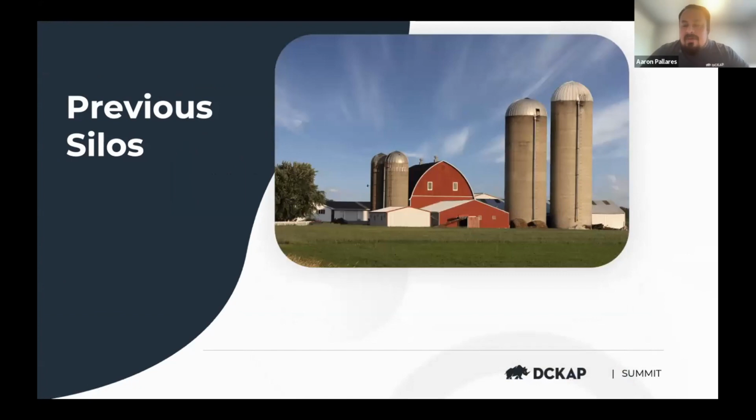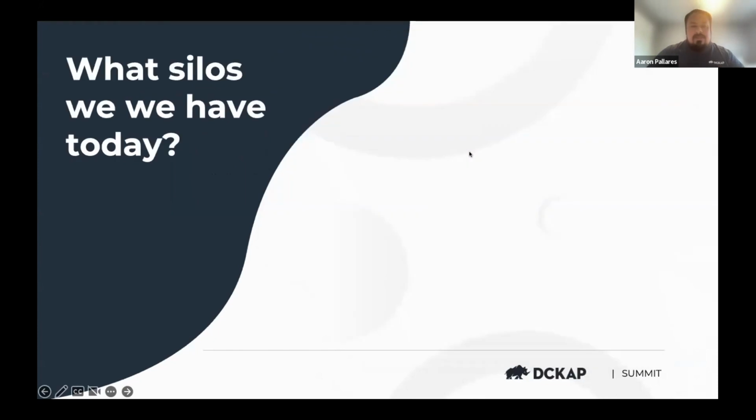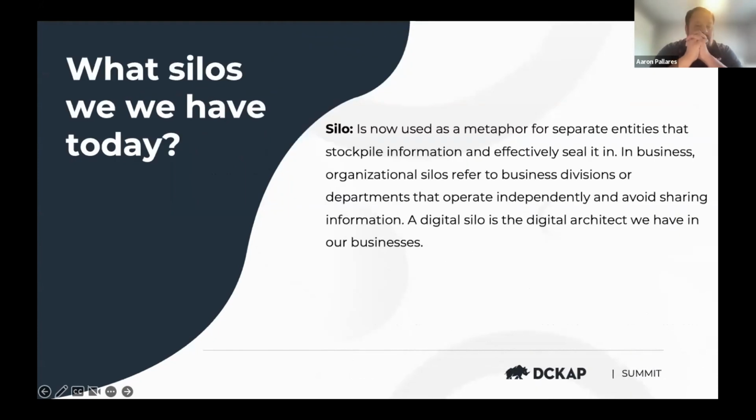So again, previous silos, we were talking about the farmlands, and then obviously the missile silo. But today's silos have taken on a new definition. A silo is now used as a metaphor for separate entities that stockpile information and effectively seal it in. In a business organization, those silos are business divisions or departments, which every business has, that operate independently and sometimes avoid sharing information.